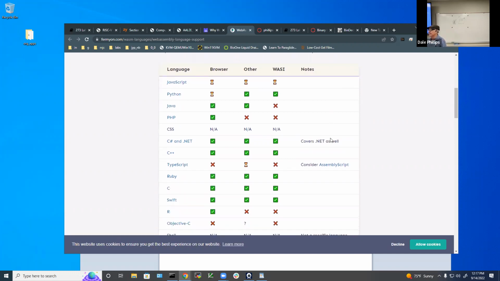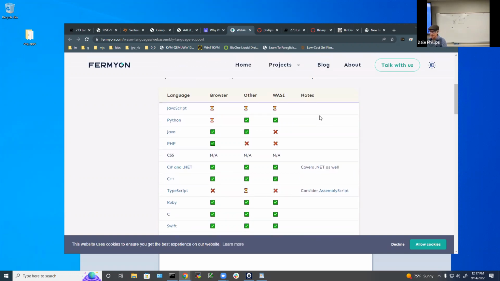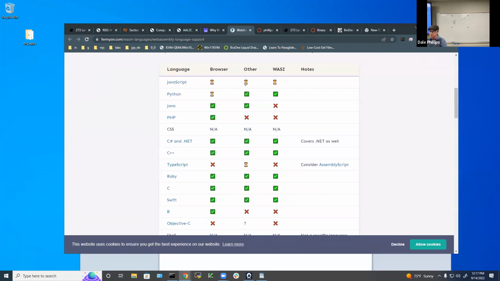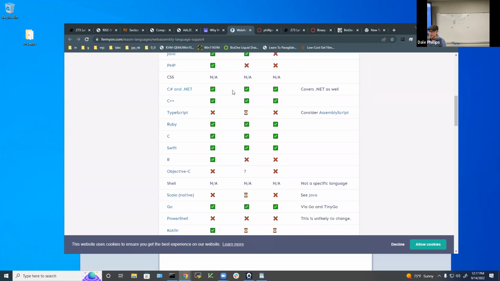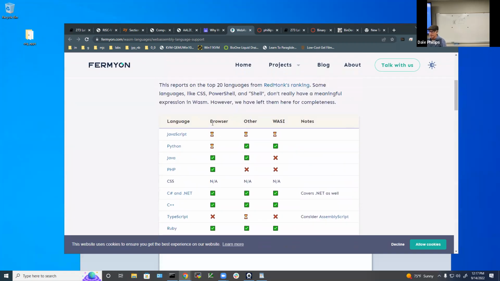Okay. And I've been in this game long enough. I can see trends, and I can see how great ideas just get recycled. This is one of them. Okay. But I want you to notice the little hourglassy looking thing means they're working on it, means it works, and means it doesn't. Okay. But I want you to notice C# and .NET. It supports all of the, you can run it in the browser. Other is the ability to do things outside of the browser, i.e. get to the hard drive.